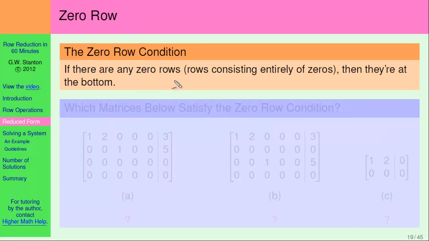The last condition we are going to call the 0 row condition, and it just says that if there are any 0 rows, which are rows consisting entirely of zeros, then they have to be at the bottom.